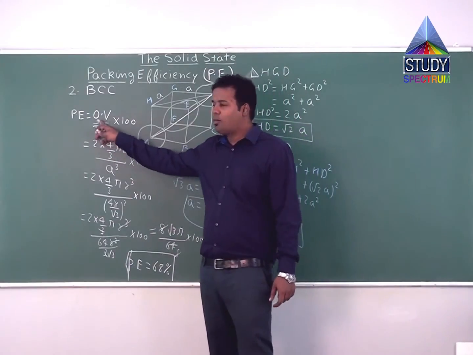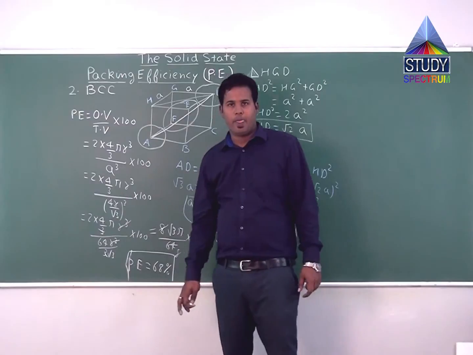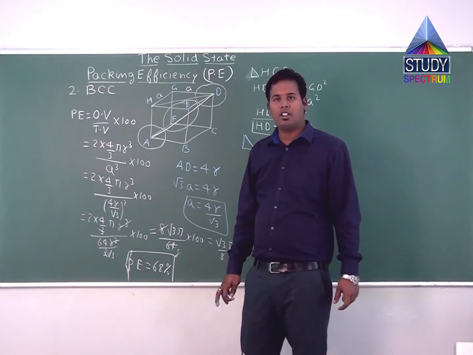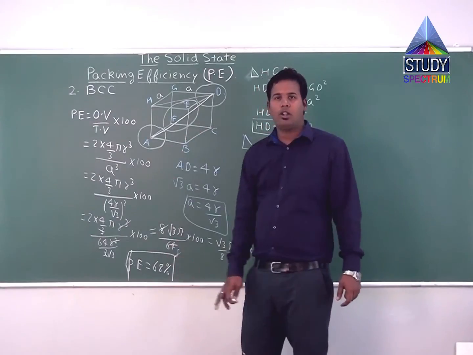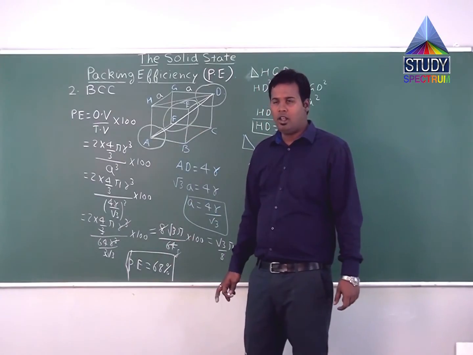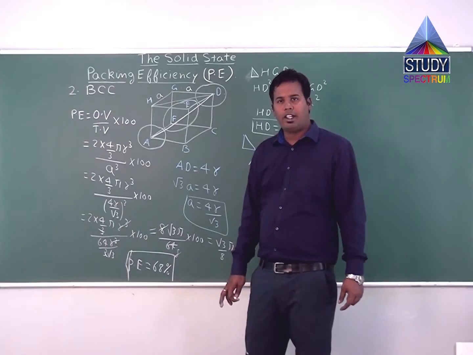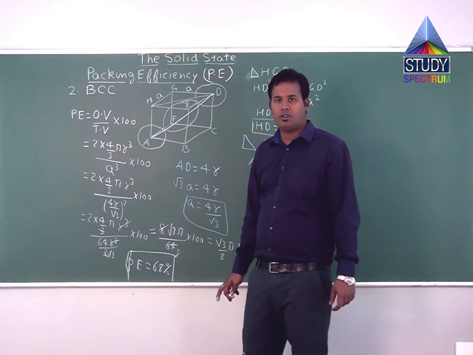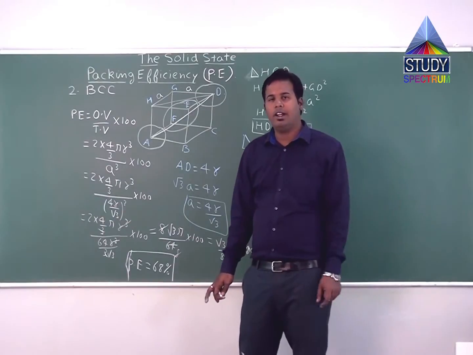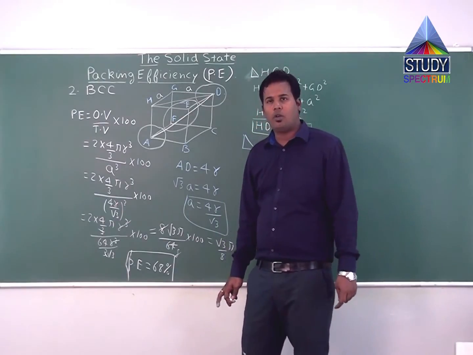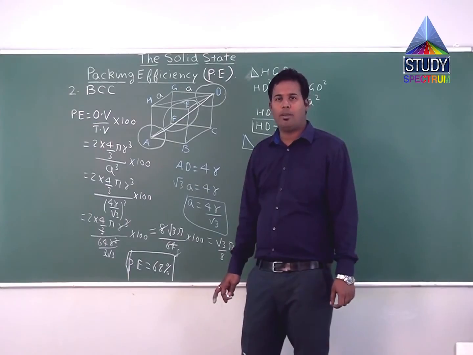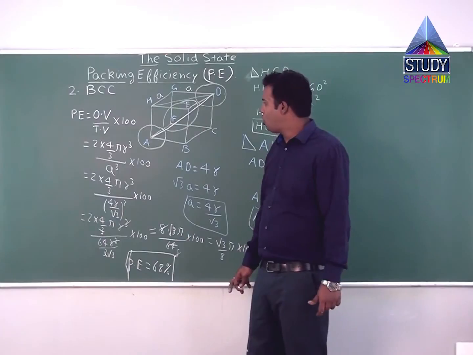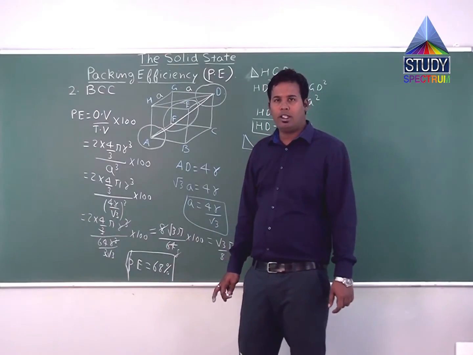Now packing efficiency, like we have done earlier in case of HCP and CCP, is nothing but occupied volume upon total volume into 100. Correct? Now occupied volume means the effective number of spheres coming inside this particular cube into the volume of each sphere. We have 2 effective spheres inside this cubic unit cell, and the volume of a sphere, like we have studied in lower standards in mensuration, is 4/3 pi r cube, where r represents the radius of that sphere. So occupied volume becomes 2 into 4/3 pi r cube.